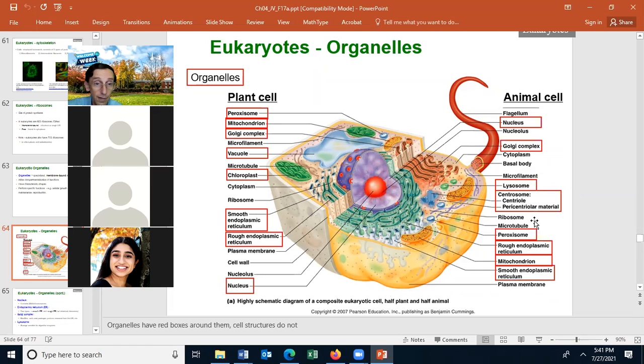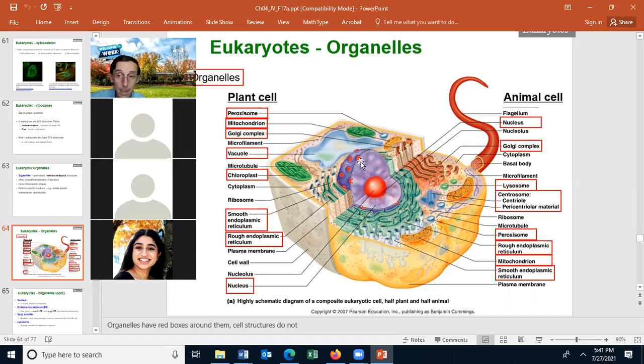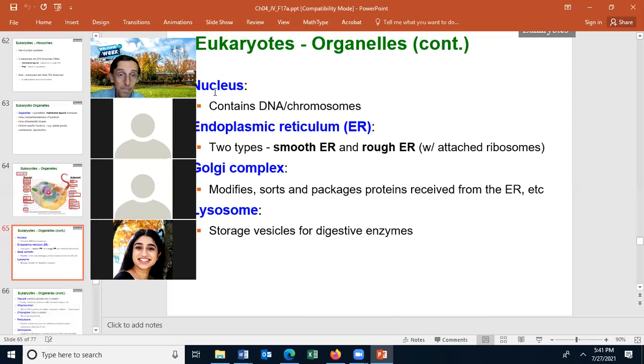All right, any questions about any of that? You don't need to know the different organelles that are found in the plant cells other than perhaps the chloroplast. You should know that one. And you don't need to know that lysosomes are only found in animal cells. I'm not going to test you on that.